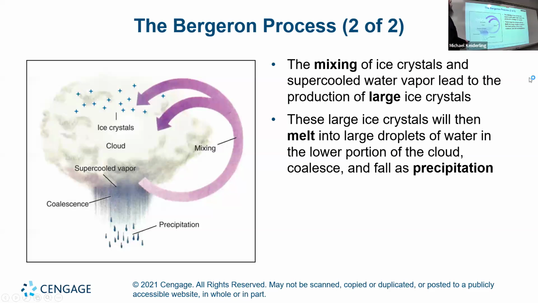So the Bergeron process requires the mixing of super cold water vapor or water droplets with ice crystals, and then there's a net movement of water from water droplets to ice crystals. The ice crystals get big, eventually they fall, and on the way down, when they pass through warmer air, they can melt and turn into raindrops. So most rain that you encounter started as little ice crystals and melted on the way down.